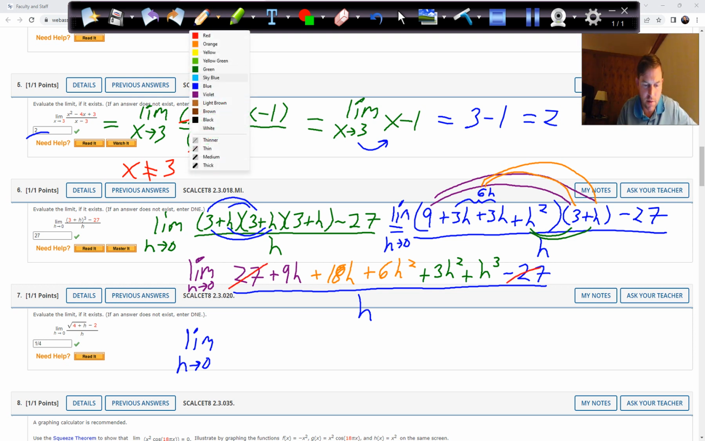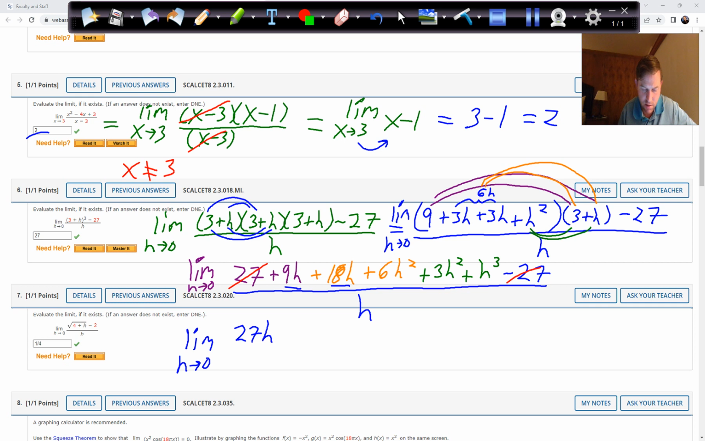Make our lives easier. Then we have 9h will combine with 18h and become 27h. Okay, that's the h's. Then 6h squared will combine with 3h squared and become 9h squared. And then the only other term is h cubed. So plus h cubed, all divided by h.